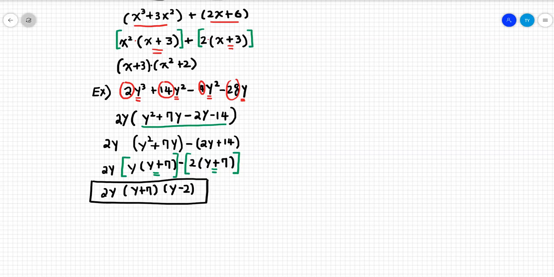Another thing I'm telling you is that it doesn't matter what type of factoring you do, you always look for a common factor before you do anything else. Because if you don't do that, sometimes things get a little more difficult than they need to be.